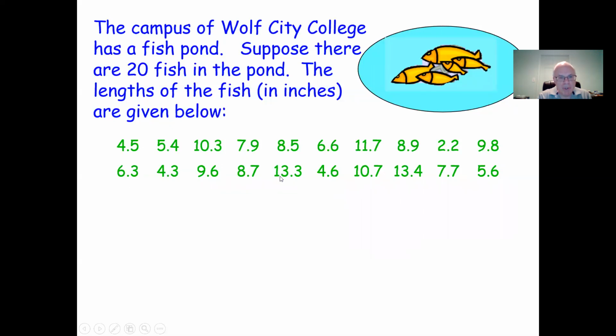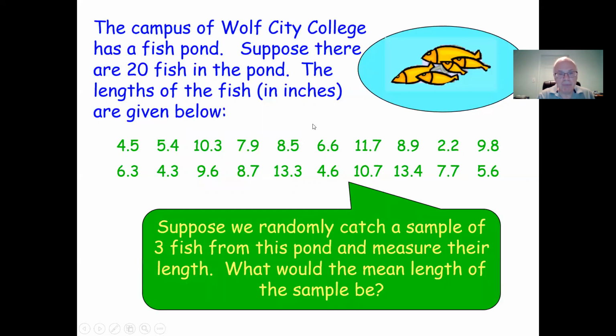I think all of the numbers are pretty different from each other, so that makes it a little easier. So that's a population of fishes. There are 20 of them. So suppose we randomly catch a sample of 3 fish from this pond and measure their lengths. What would be the mean length of that particular sample?